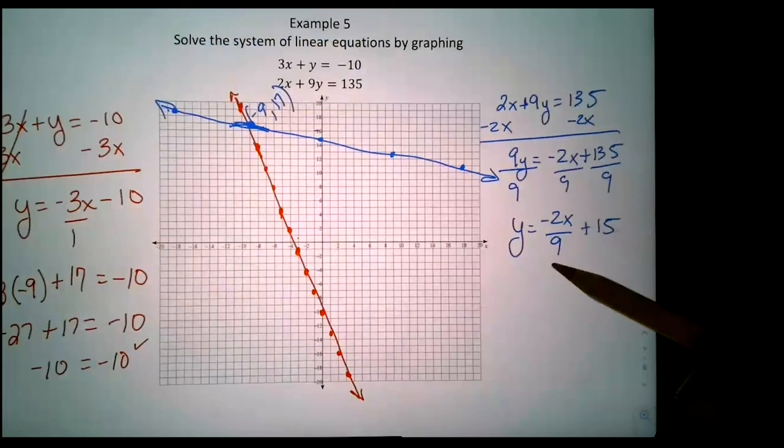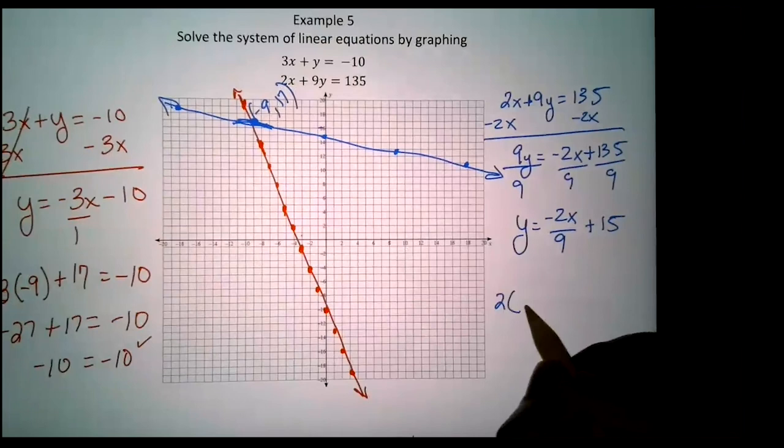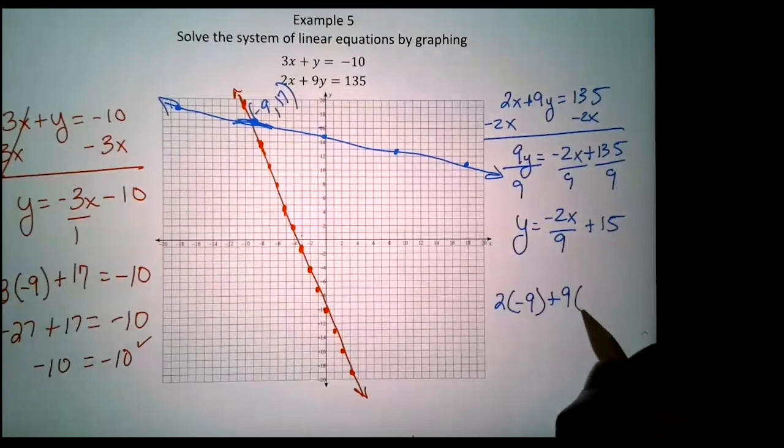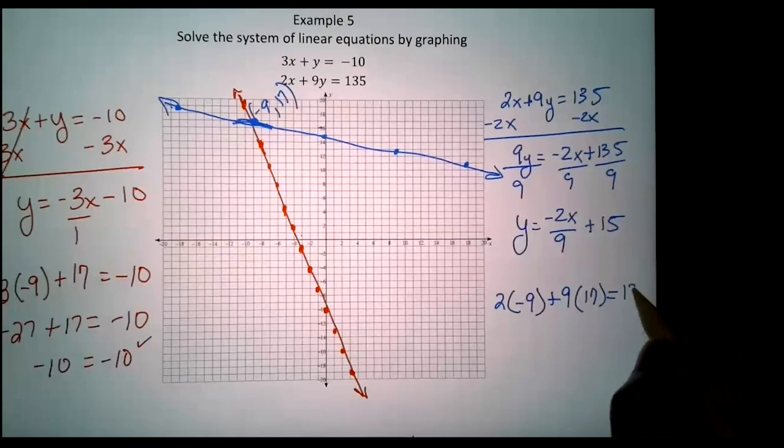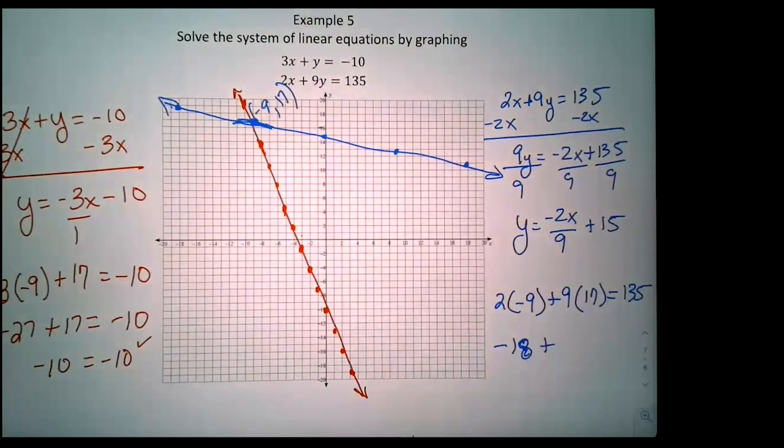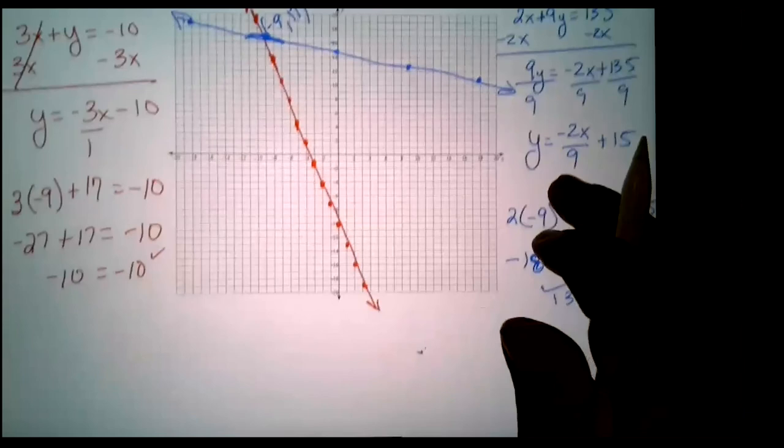Now I want to check this one. I'm going to plug it into this original equation. So 2 times negative 9 plus 9 times 17, and I want to see if I get 135. Okay, so that's negative 18 plus 9 times 17, that's going to give us 153. And if I use my calculator, that's 135. That checks out. So my solution is negative 9 and 17.